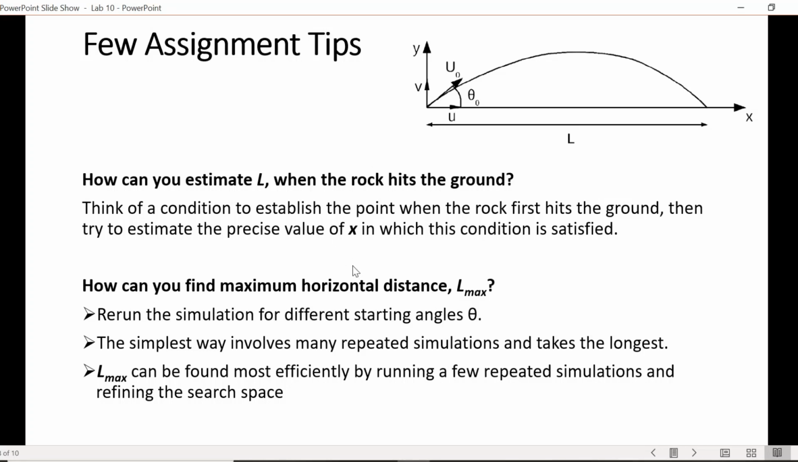The next question, how can we find the maximum horizontal distance that is traveled by the rock? To do that, you need to rerun your simulations for different starting angles. It may involve several repeated simulations where you may consider the longest magnitude.